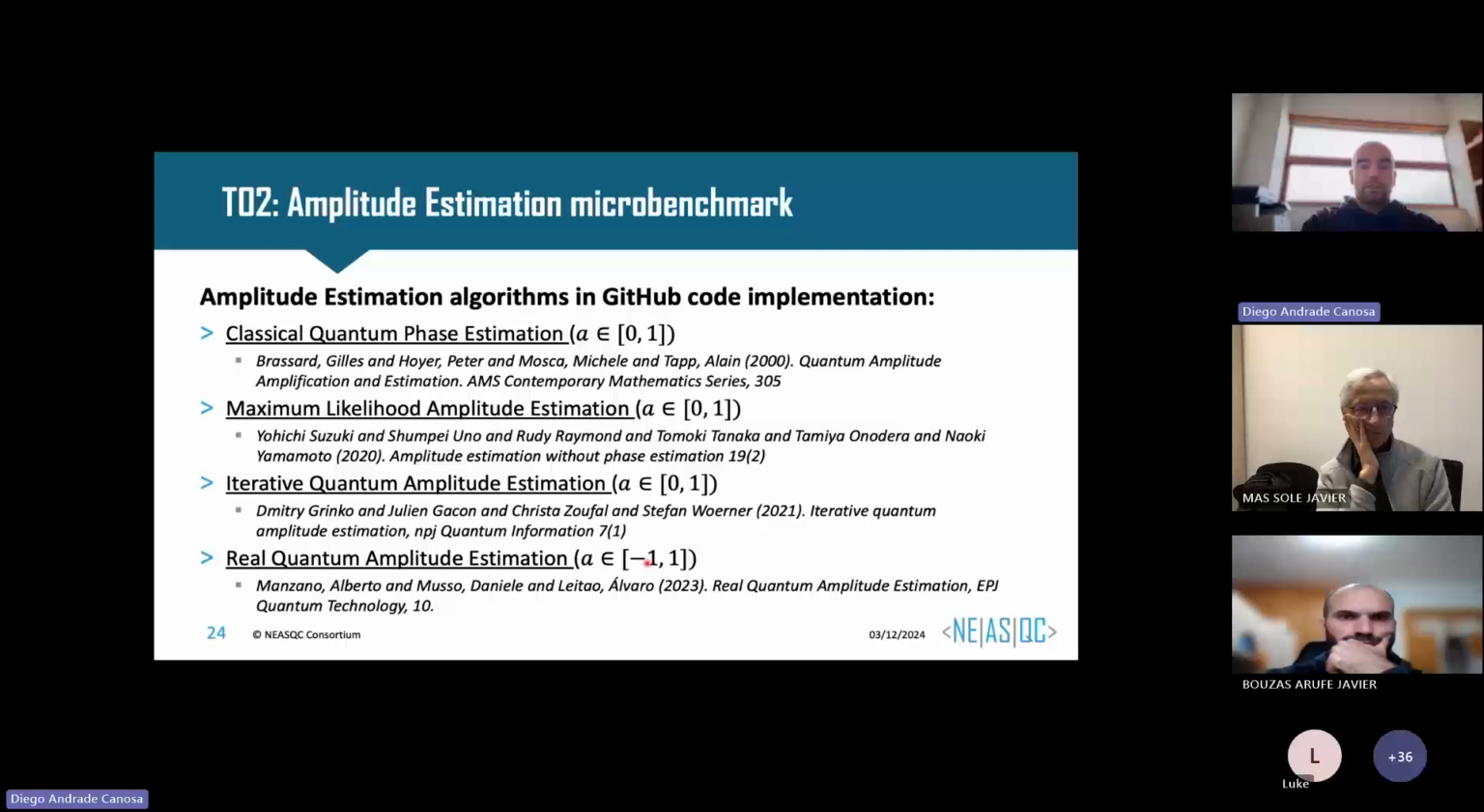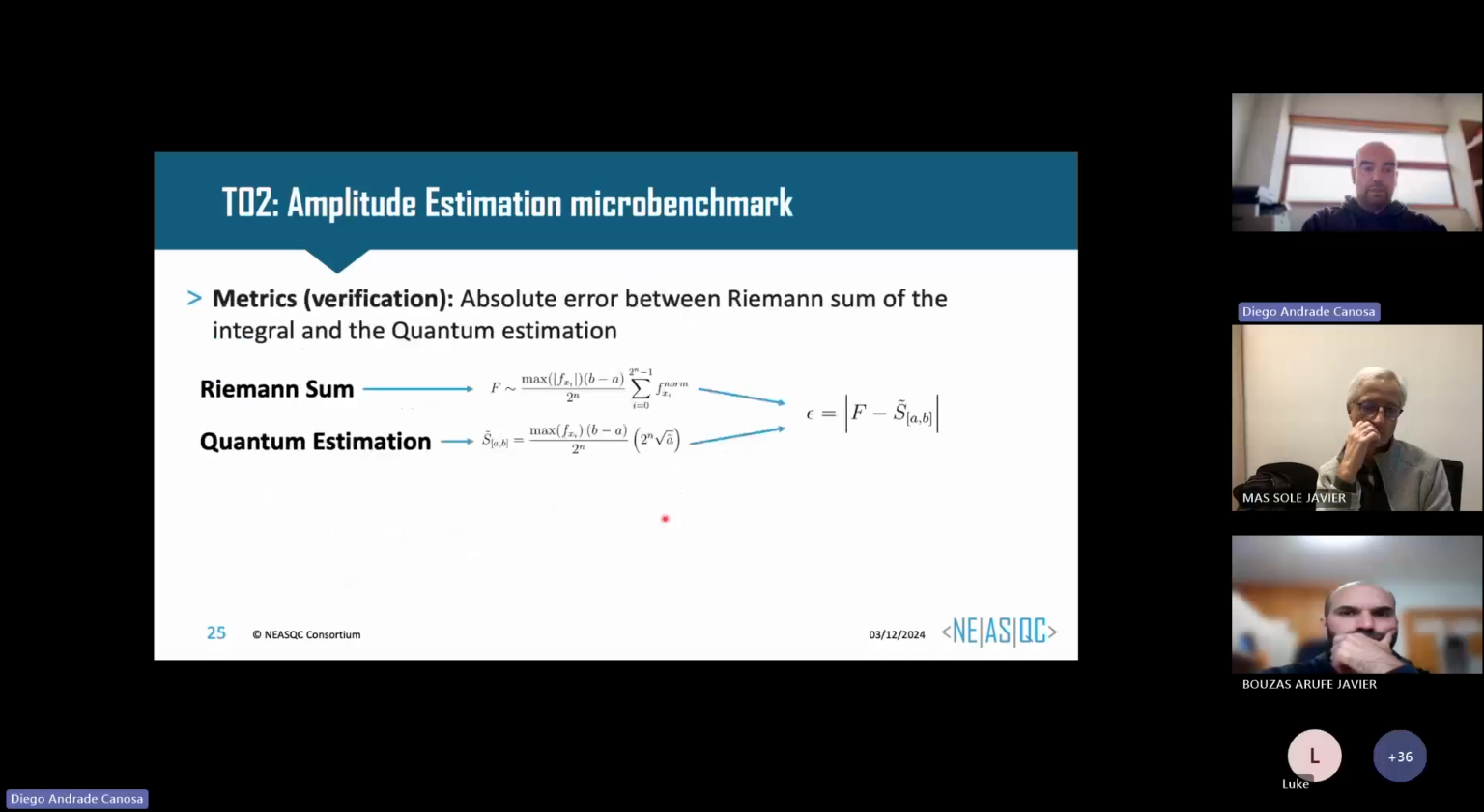Okay, so you can see that again, for the implementation of the kernel, and conversely, for the implementation of the benchmark test case, we are going to have many algorithmic approaches. So in order to verify the output, we are going to use the absolute error between the ground truth, which is the approximation with the Riemann sum, and the output of the quantum circuit. Okay, and this absolute error is going to be a good measurement of the accuracy of the circuit.